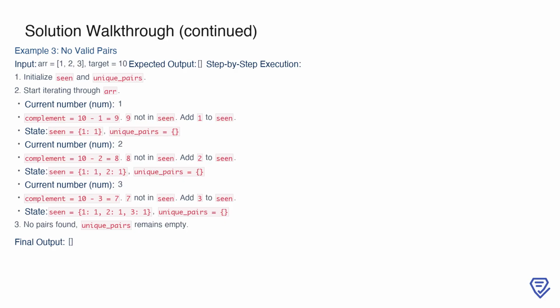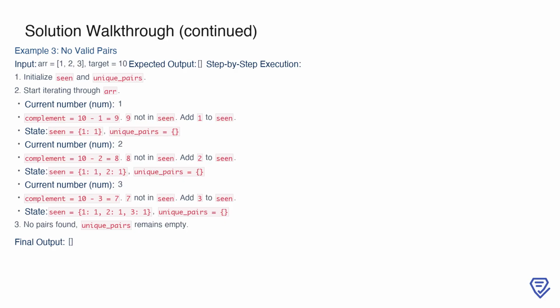The next number is 2, and its complement is 8, which also isn't in seen, so we add 2 to seen. Finally, we process 3, whose complement is 7. Since 7 isn't in seen, we add 3 to seen. After iterating through the entire array, no valid pairs were found, so unique_pairs remains empty. Converting it to a list gives us an empty result, which is the expected output for this case.